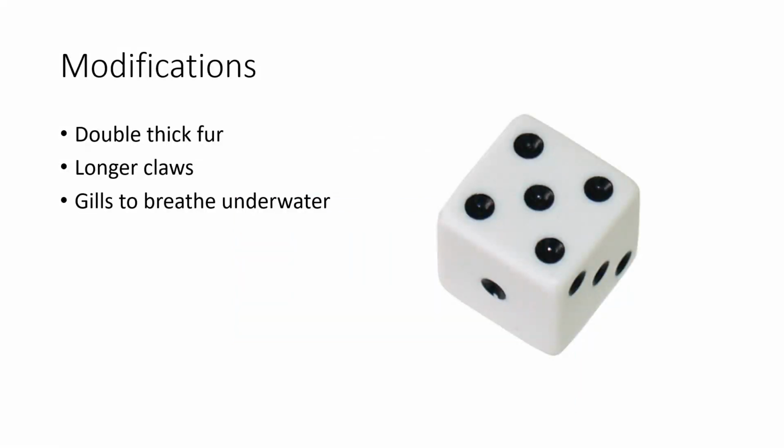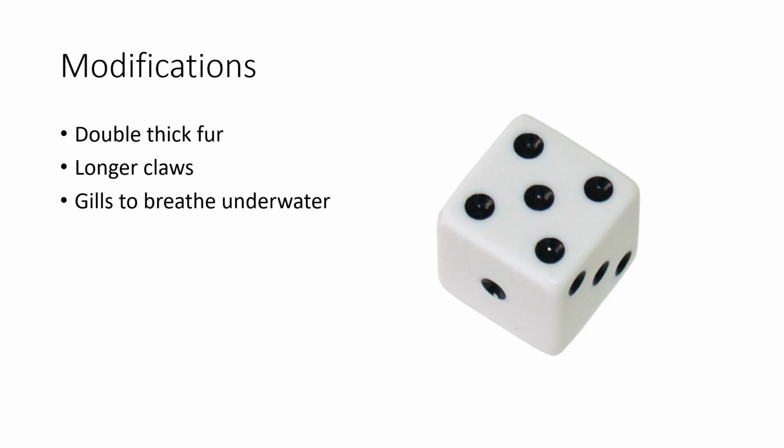Okay, it tells us to pick some modifications. Now ordinarily you would be in groups of 4 and each person in the group would pick a modification. I'm all by myself and I didn't want to pick 4, so I just picked 3. And so these are the modifications that I picked for bears because who knows why, I just picked these guys. So extra thick fur, longer claws, and gills to breathe underwater.